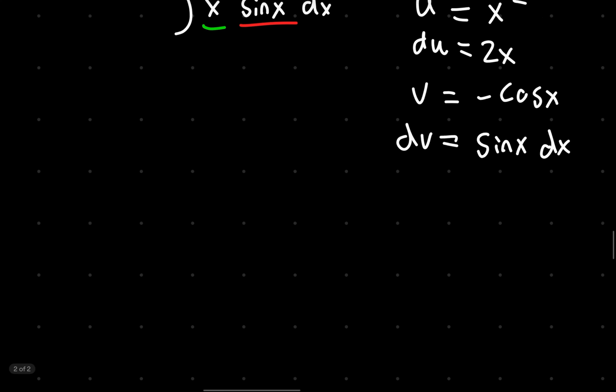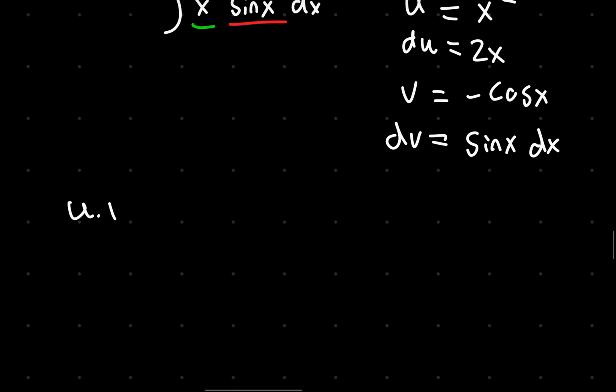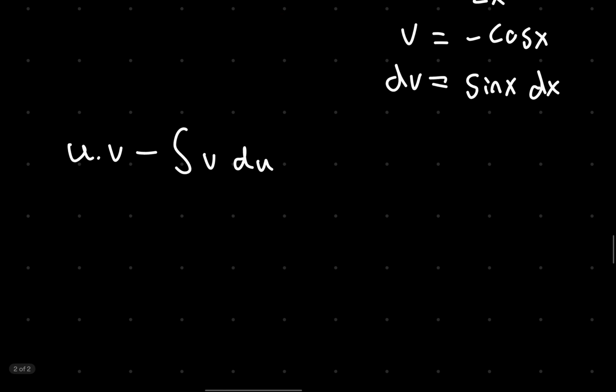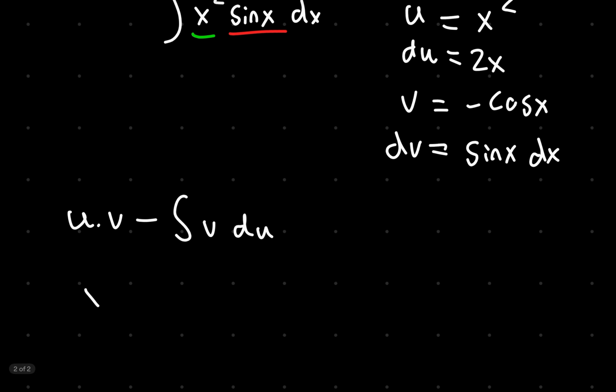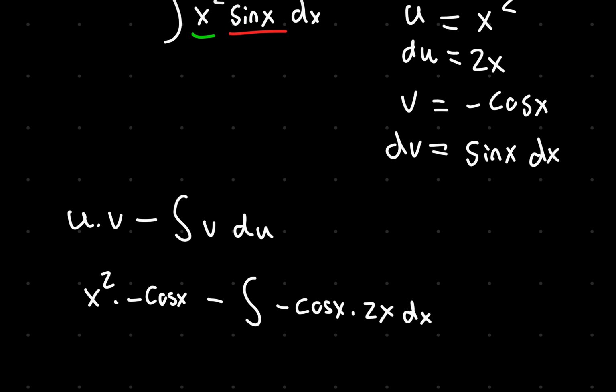Okay, here we go. Put it into the formula, u times v. Drill this formula into your head and you won't forget it. Just like I seem to be. Du. Do not forget this formula. It's really easy. So we have x squared times minus cos x minus the integral of minus cos x times 2x dx. Wow, I am always forgetting the dx.